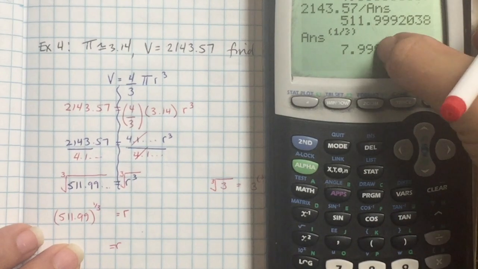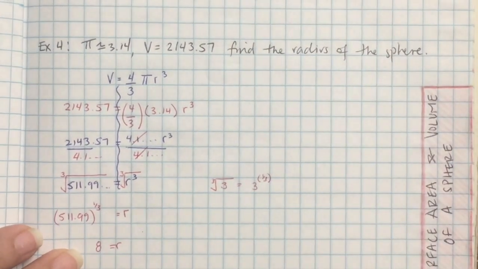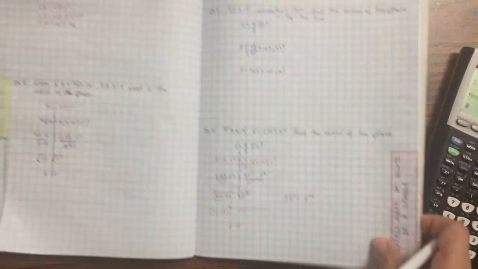This is a listening check. Put a box and color 8. And that's pretty much it. So again, volume is plugging and chugging. Let's practice.